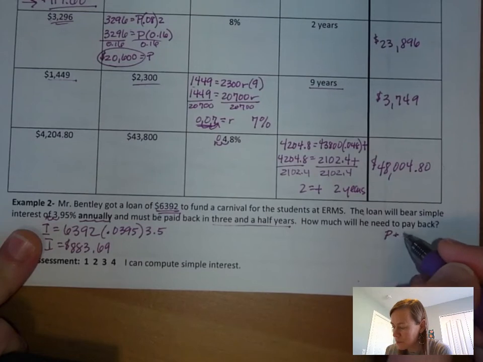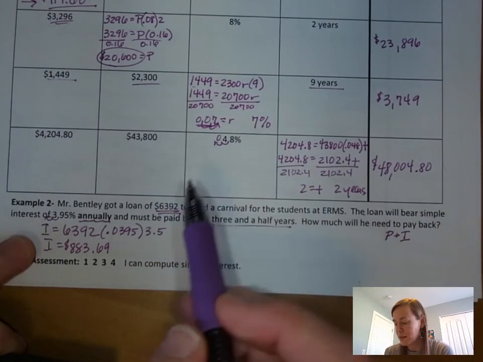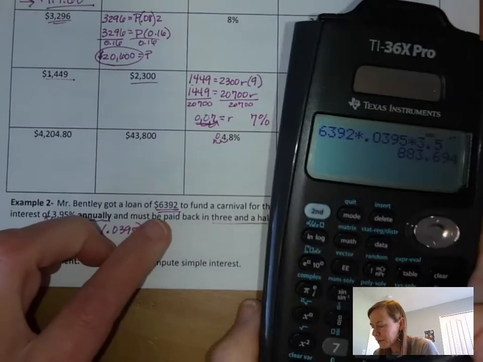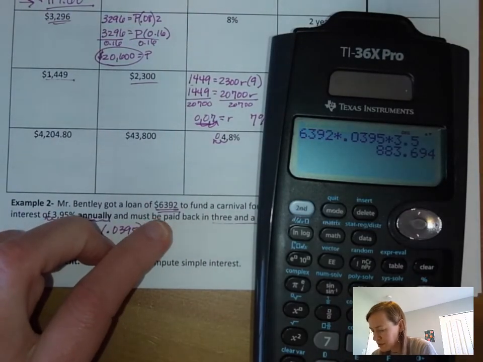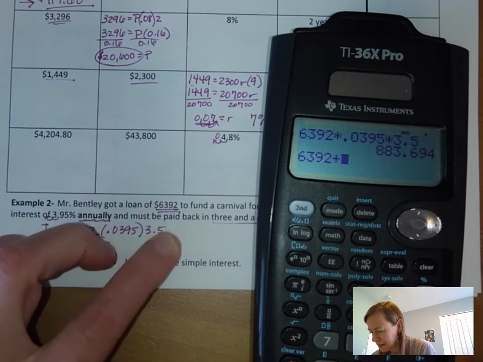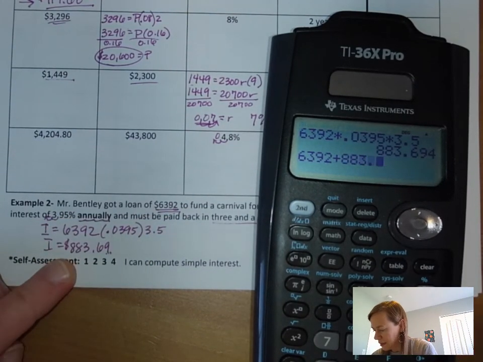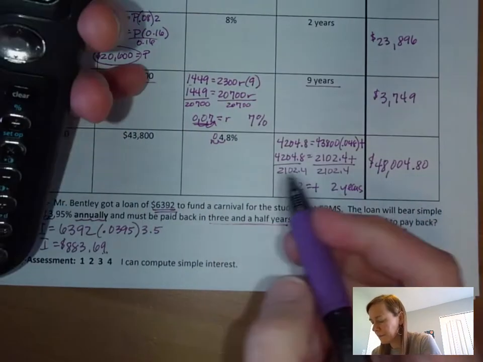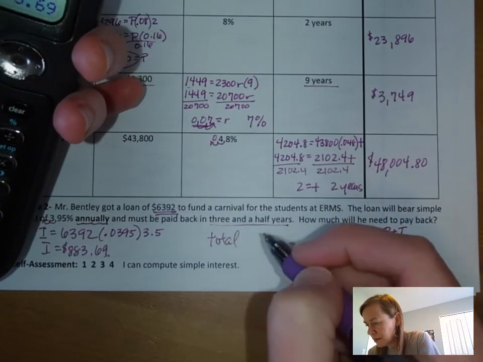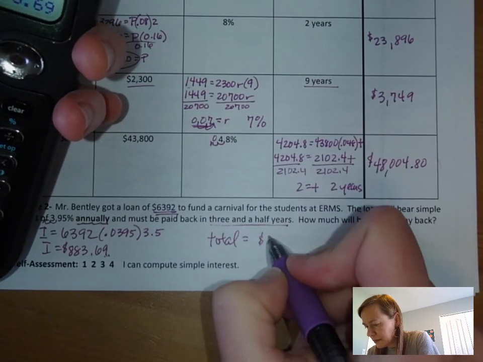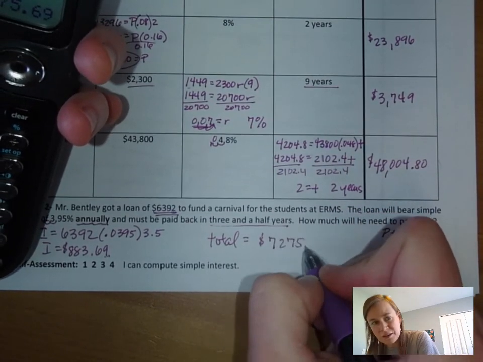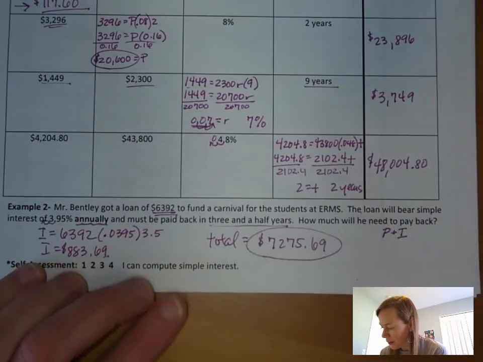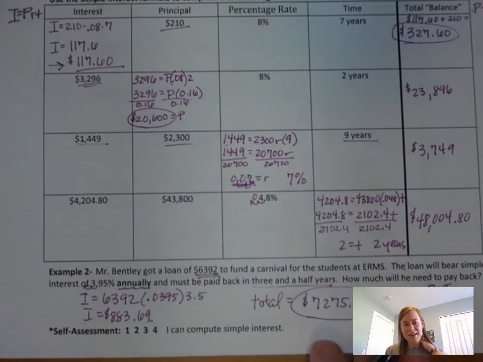Remember, the total is going to be the principal plus the interest. So we've got to do this amount plus this amount. Okay, so let's do it. 6,392 plus 883.69, and that is going to give me 7,275.69. So the total equals $7,275.69. And that's the amount he'll have to pay back. Okay, so that is how all of that works.